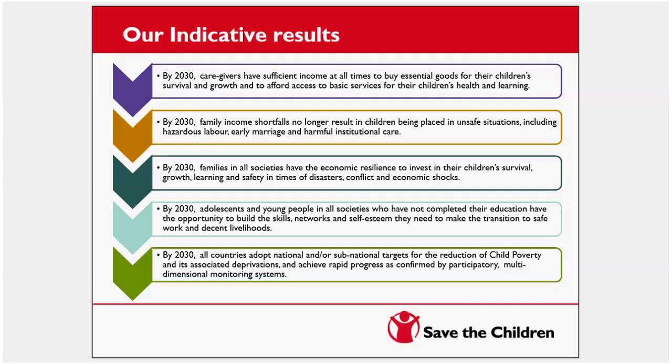So the third one is about families having a certain level of economic resilience, that when there are shocks, whether it's a drought or a flood or conflict or an epidemic like Ebola as we're seeing now, families have some way to maintain their basic spending on children: their children's food, their children's clothing, sending children to school, and taking them to the health facility when they're sick.